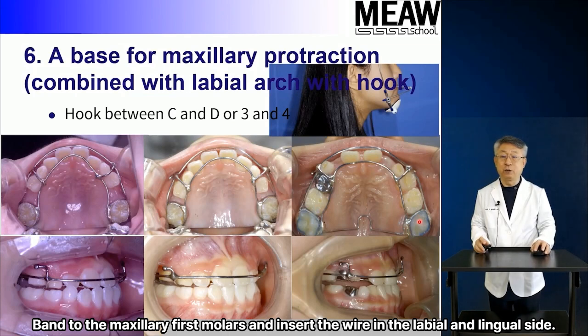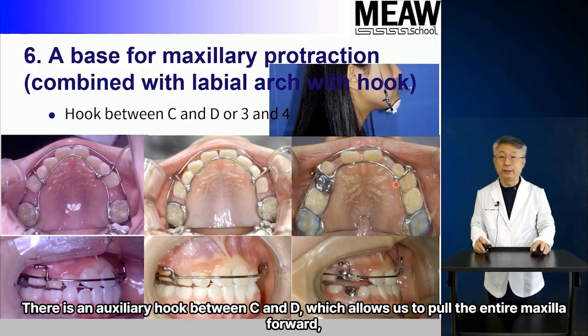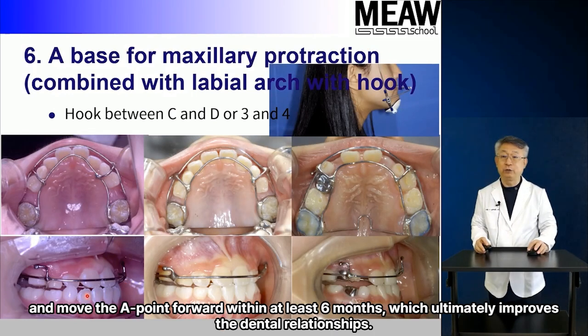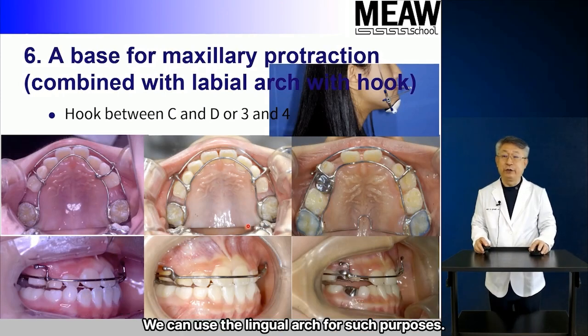Band to the maxillary first molars and insert the wire in the labial and lingual side. There is an auxiliary hook between C and D, which allows us to pull the entire maxilla forward and move the A point forward within at least 6 months, which ultimately improves the dental relationships. We can use the lingual arch for such purposes.